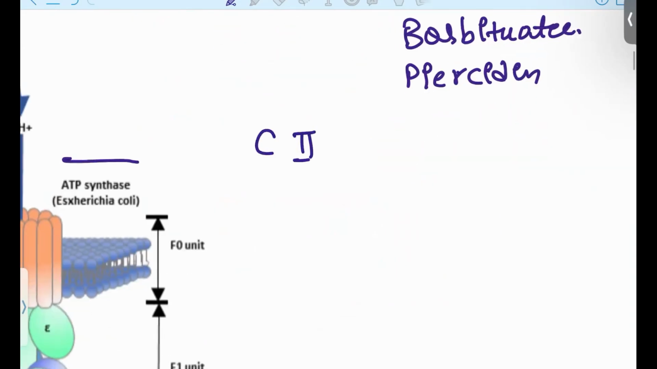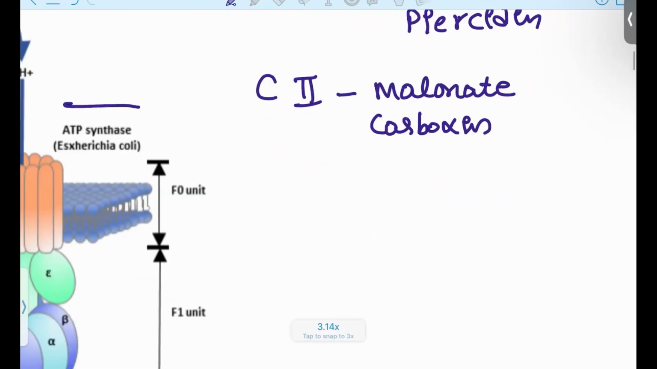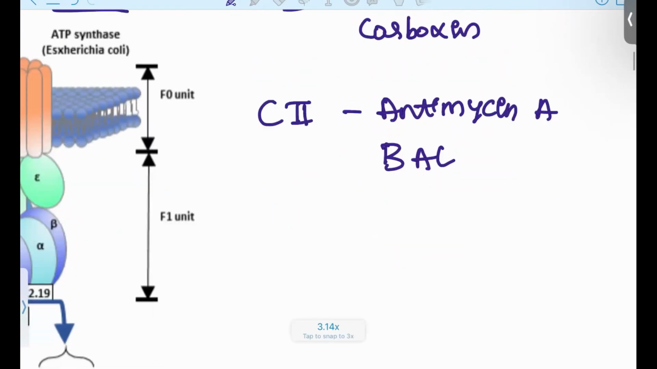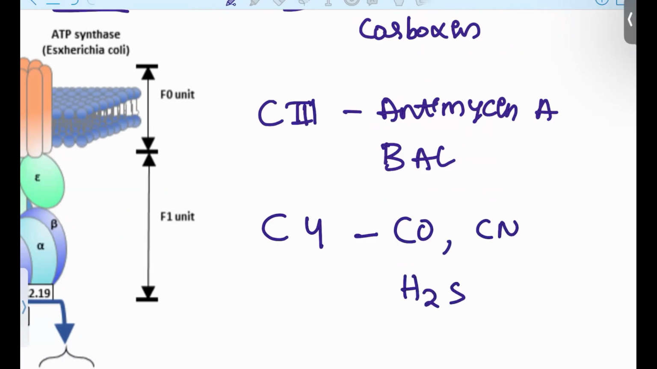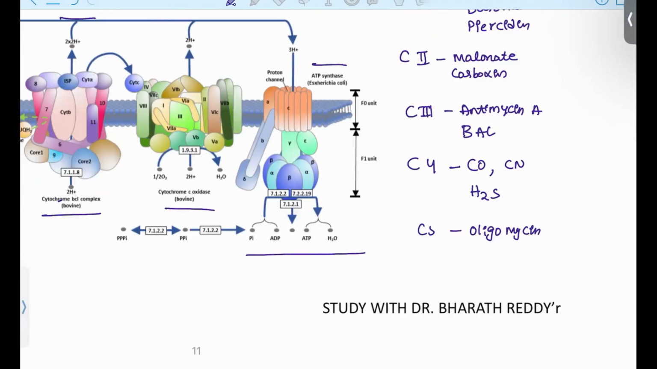Coming to complex 2, mostly malonate. This is the common one, and also carboxin. Complex 3 is antimycin A, and also British anti-Lewisite, which we use for poisonings. And for complex 4, mostly carbon monoxide and cyanide, also hydrogen sulfide. Complex 5, only one, that is oligomycin. These are most of the inhibitors present in oxidative phosphorylation.